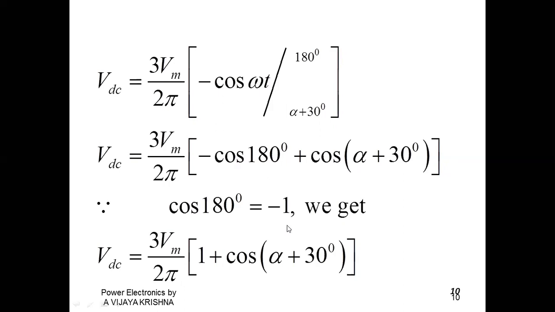Actually this is the expression for one phase. If you consider all phases, they also have the same, if you solve this. So the average output voltage, the VDC value, which we are getting is 3Vm by 2 pi of (1 plus cos(alpha plus 30)). Finally, for an RL load with a freewheeling diode, the expression is 3Vm by 2 pi of (1 plus cos(alpha plus 30)).